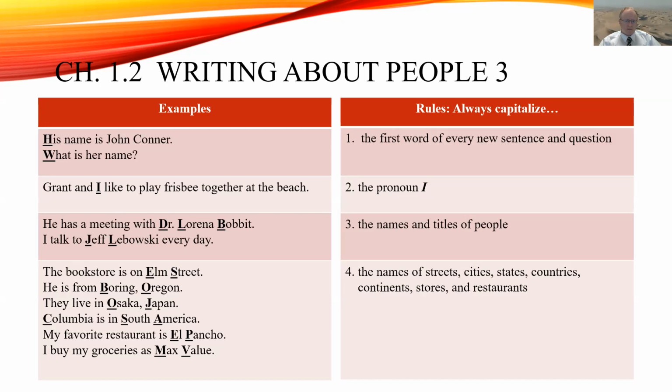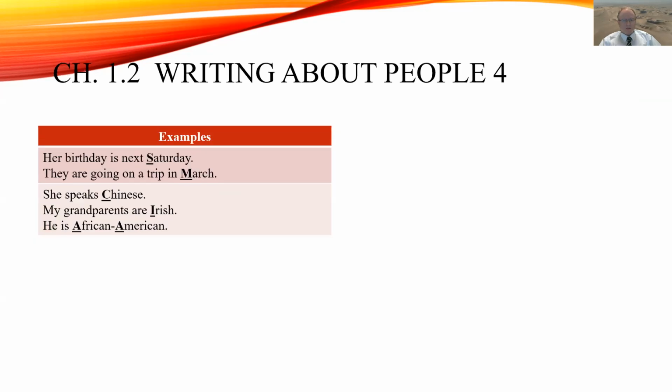And in the next set of sentences, the names and titles of people should always be capitalized. And in our next set of sentences, make sure that you always capitalize the names of streets, cities, states, countries, continents, stores, and restaurants. Let's take a look at a few more example sentences and try to guess the rules for capitalization in these sentences. You can pause the video.